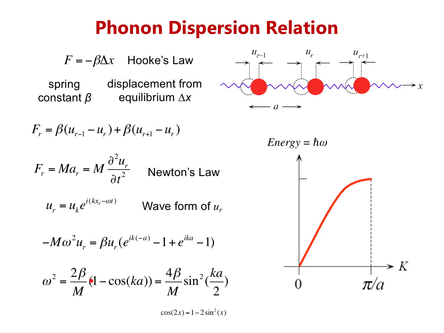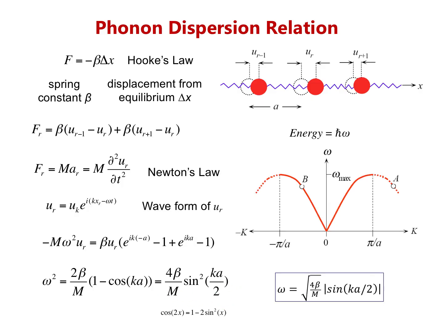Next, we replace the 1 minus cosine of ka with 2 sine squared of ka over 2 using a trigonometric identity. Taking the square root gives omega proportional to the absolute value of sine of ka over 2. This means the energy rises linearly with wave vector for small k, for waves moving to the right, k greater than 0, or left, k less than 0. This linear dispersion relation is similar to photons, which have E equals h over lambda, or h bar k, but distinct from electrons, which have a parabolic dispersion relation.